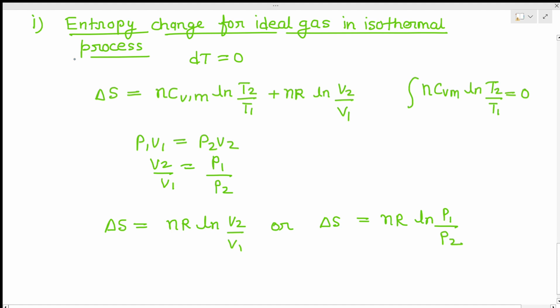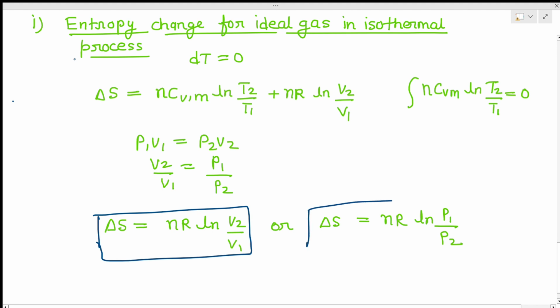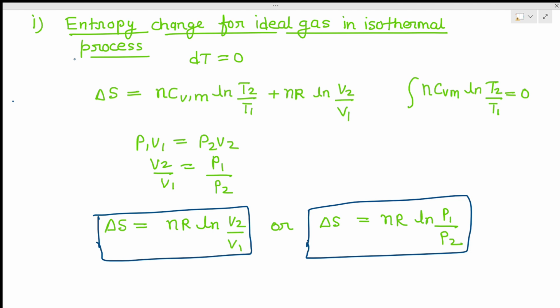So these are the two formulas. One formula is this one and the second formula is this one. Okay. If you are given the final and the initial volume, then you will use this formula. And if you are given the initial and the final pressures, then you will use this formula. Both formulas are applicable for the isothermal process for ideal gases. Okay. This is the first condition. Now see the second condition.